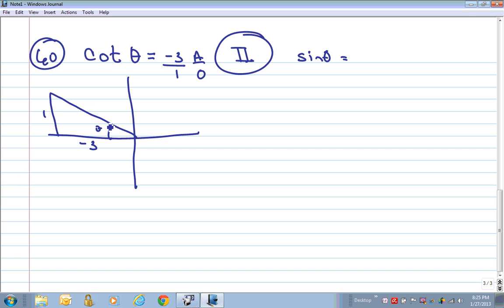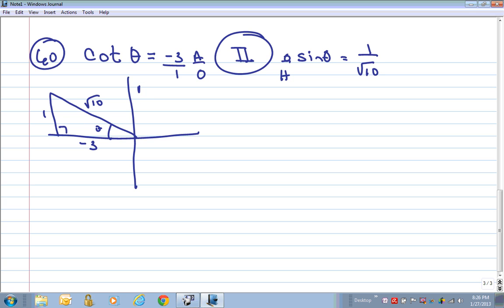And then we would find the missing side, which would be our hypotenuse. So we'd have 3 squared, which is 9, 1 squared is 1, 9 and 1 is 10, the square root of 10, which can't be simplified any further. So we would leave it as the square root of 10. Sine is opposite over hypotenuse. So opposite would be 1, and hypotenuse would be the square root of 10.